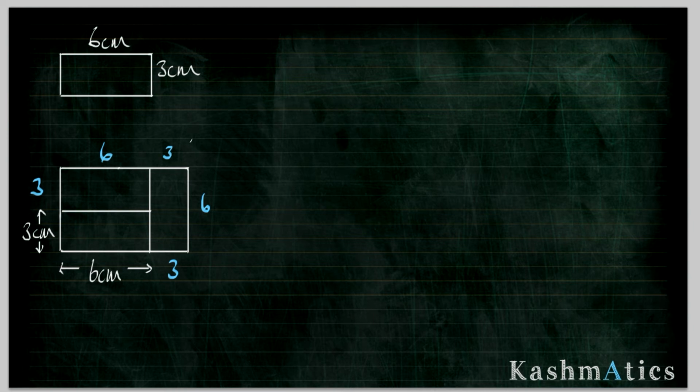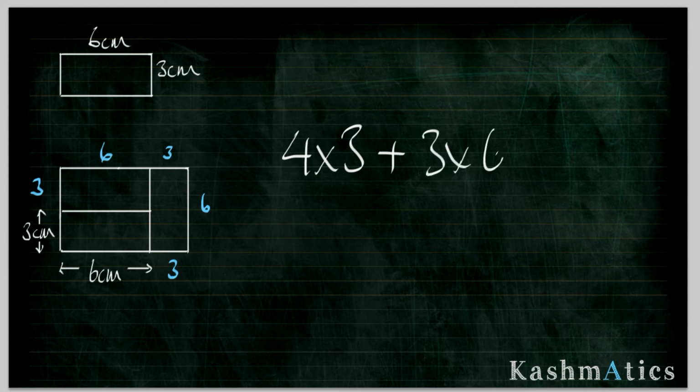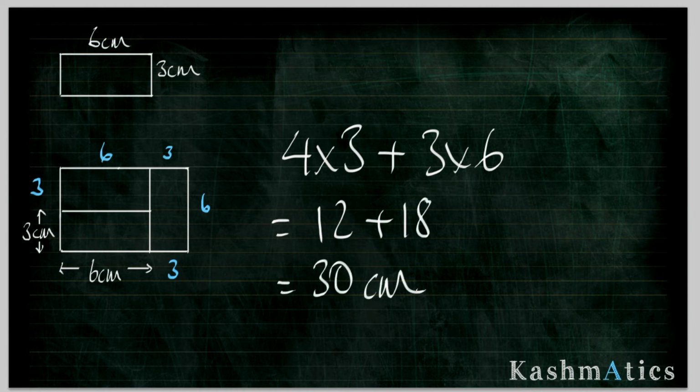So if I want to work out the perimeter of this big rectangle, let's see how many 3's we've got. We've got 1, 2, 3, 4. So 4 times 3, plus how many 6's have we got? 1, 2, 3. So 3 6's. Okay, so that would give me 12 plus 18, which is 30 centimeters. So the perimeter of that big rectangle is 30 centimeters.